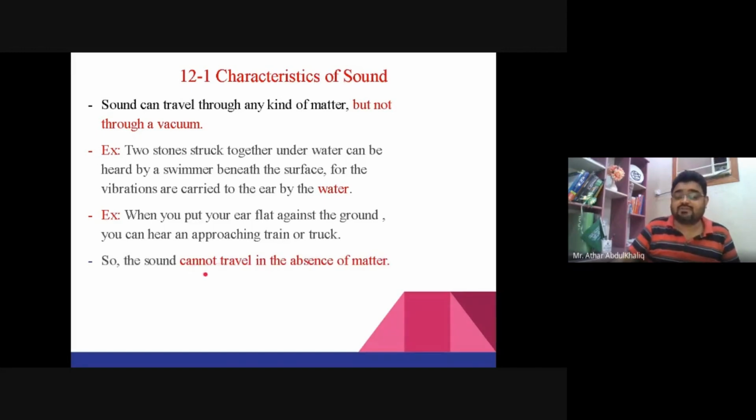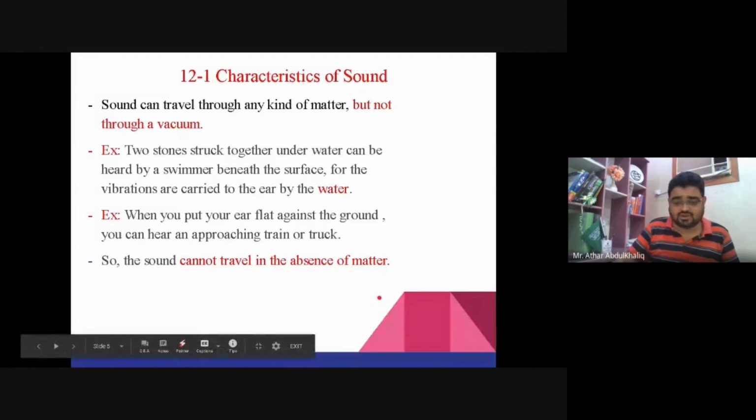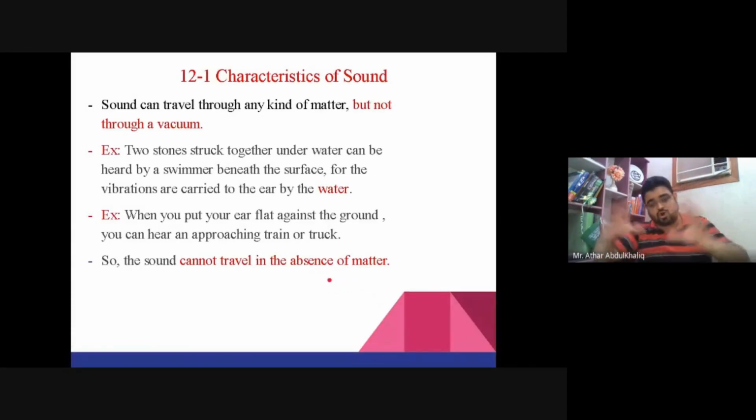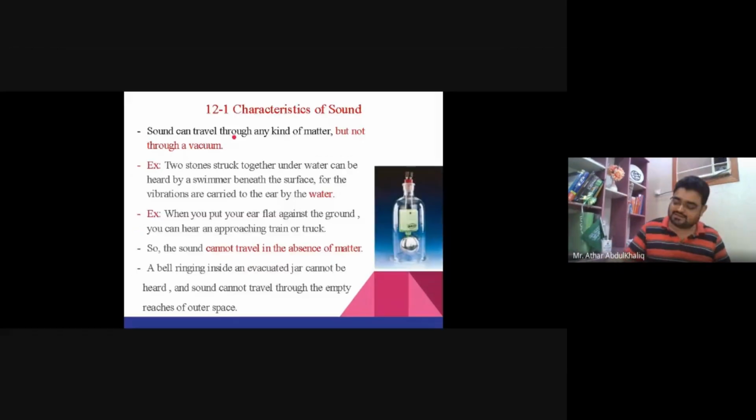Sound cannot travel in the absence of matter. I'm talking about any kind of material. It can be liquid, solid, or gas, whatever it is. That's why I use the word matter to include all three together. Sound can travel through air, as in the Bell jar experiment. Sound can travel through rail tracks or the road, which is solid material. Sound can also travel in water. We have heard that when two stones are striking together, someone swimming can easily hear the sound.